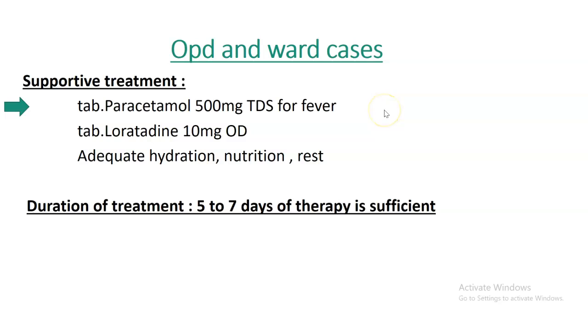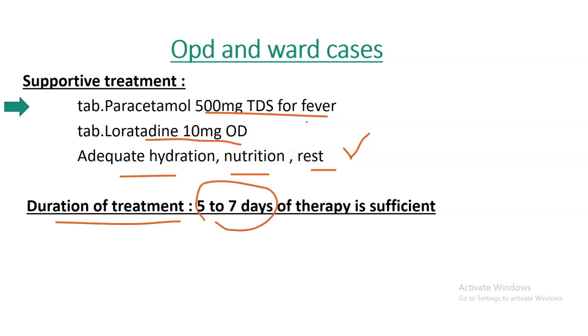For the supportive treatment, you need to manage the patient's fever. You can use paracetamol TDS, 3 times a day. You can use anti-allergics like loratadine 10 mg OD. Adequate hydration, nutrition, and rest are important for the recovery of the patient. As I told you, the duration of treatment which is sufficient for therapy is mostly 5 to 7 days. So this was a short case on how to treat pneumonia in pregnancy.